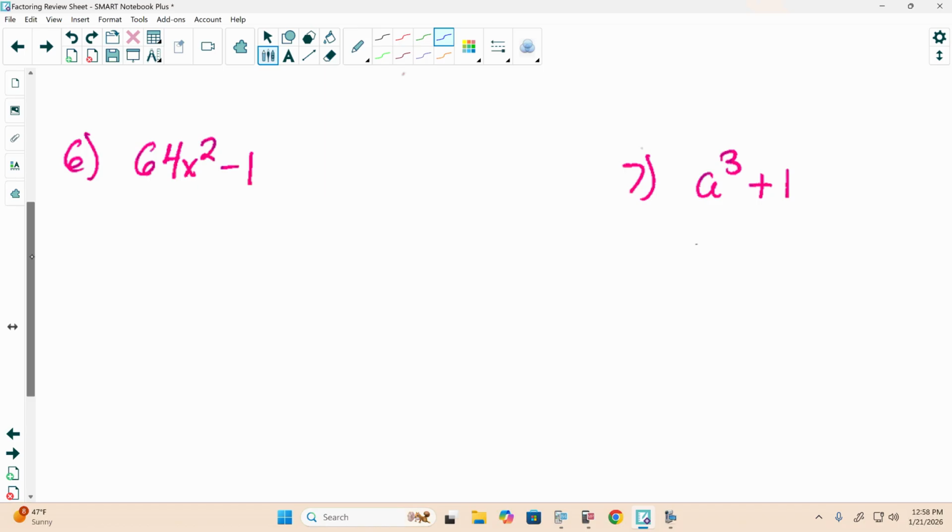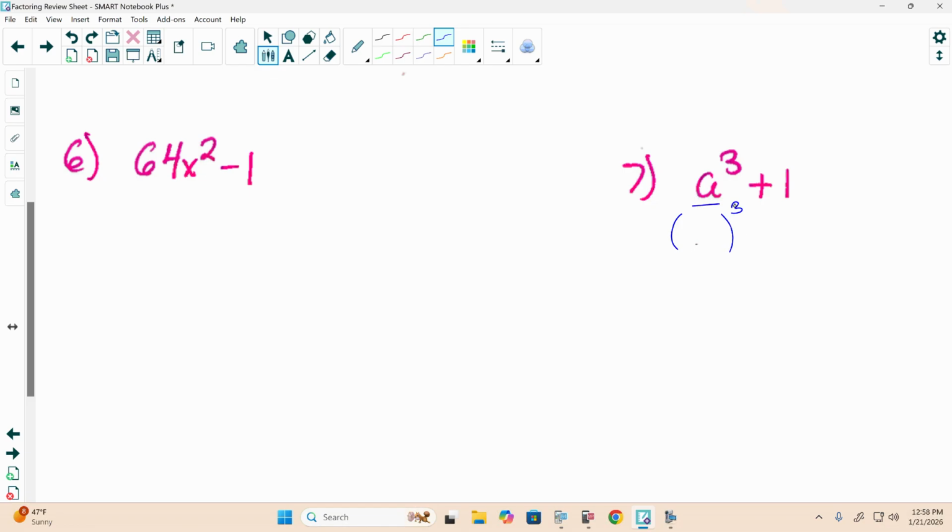Now we have 2 terms being added together. So there's a good chance this is a sum of 2 cubes. We don't have a difference of 2 squares. But we also see that a is to the third power. So there's a good chance this is a sum of 2 cubes. And it is, as long as I can rewrite a cubed as a term to the third power.